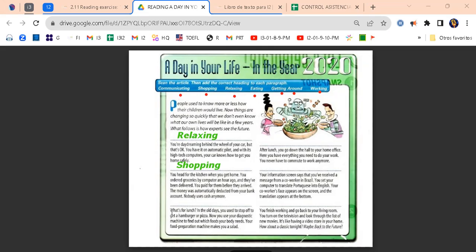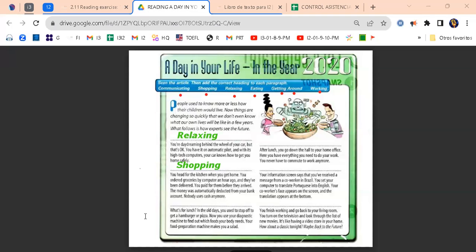What's for lunch in the year 2020? You used to stop off to get a hamburger or pizza. Now you use your diagnostic machine to find out which food your body needs. Your food preparation machine makes you a salad. Okay, so what's for lunch? That's the question. What's for lunch? In the old days, you used to stop off to get a hamburger or pizza.